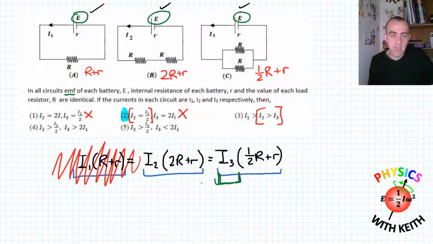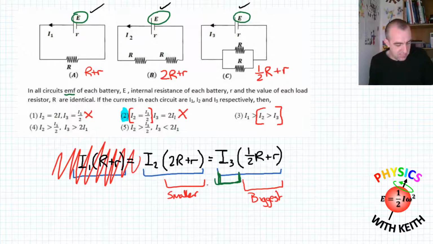I2 bigger than I3. So if I2 is bigger than I3, so I3 is the smallest, then this part has to be the biggest out of these two. This one has to be the biggest, this one has to be smaller. I think I've got that the right way around. So is half r plus r bigger than 2r plus r? No, and in fact I could put any numbers I want in that. That's nonsense.